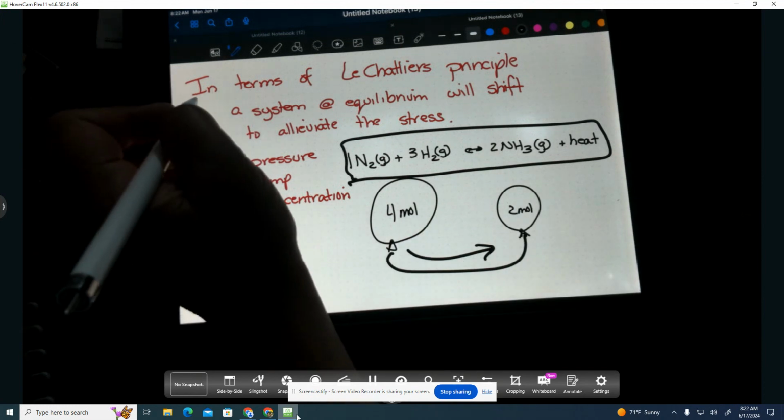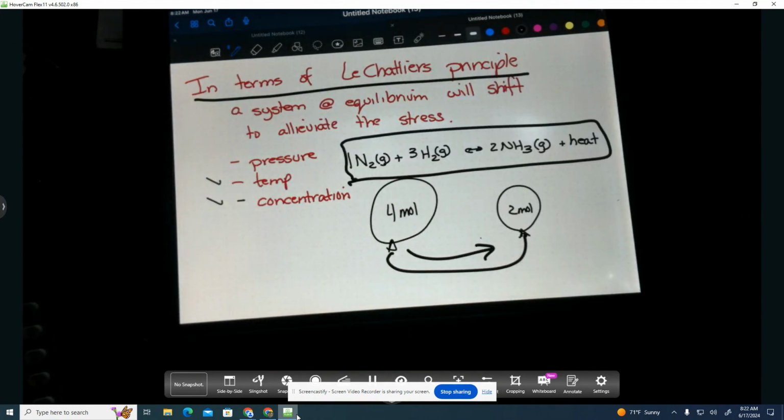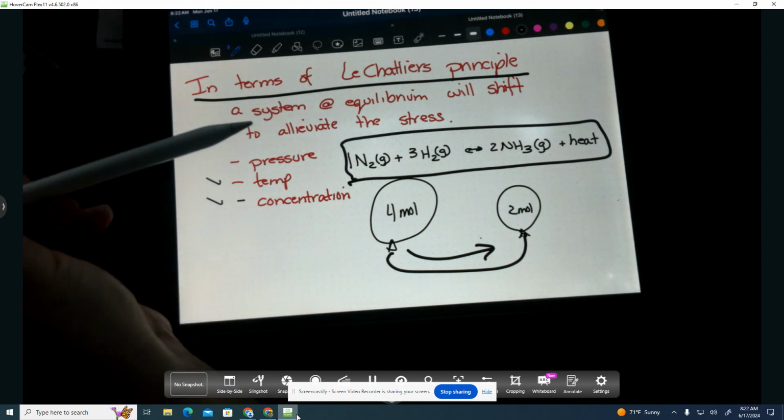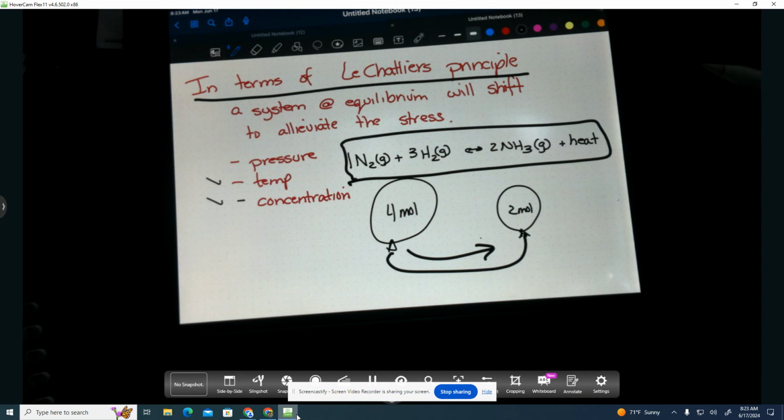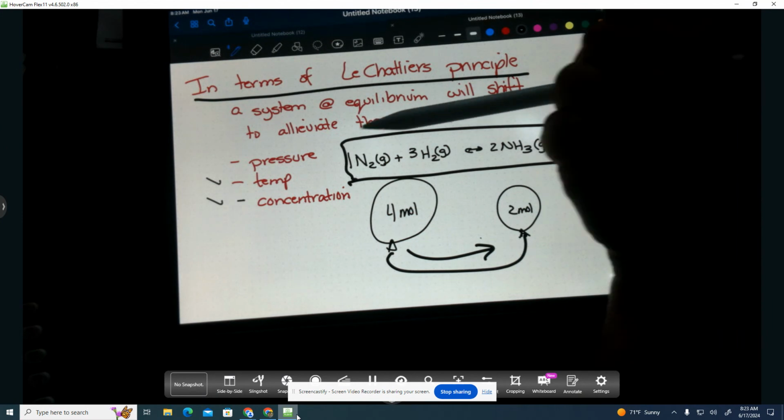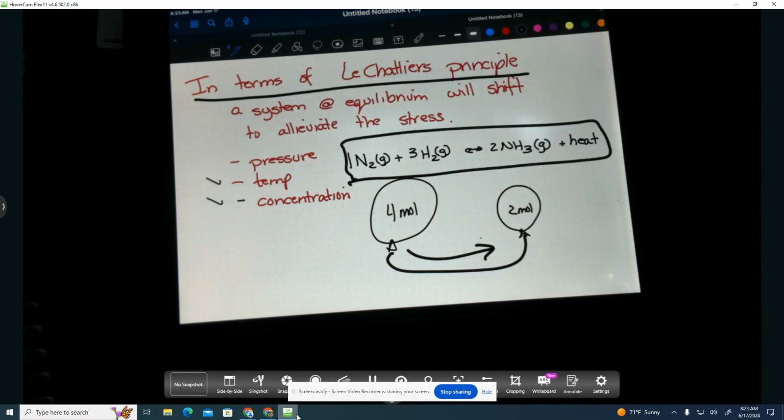If they say in terms of Le Chatelier's principle, your answer will be it shifts to the left or it shifts to the right. That's in terms of Le Chatelier's principle. So let's say they say in terms of Le Chatelier's principle, what will happen if the pressure on the system is increased? If the pressure on the system is increased, it will shift to the right. If the pressure on the system is decreased, it's going to shift to the left.